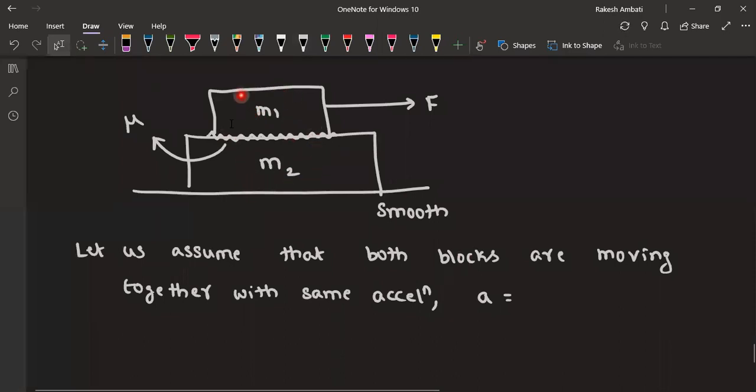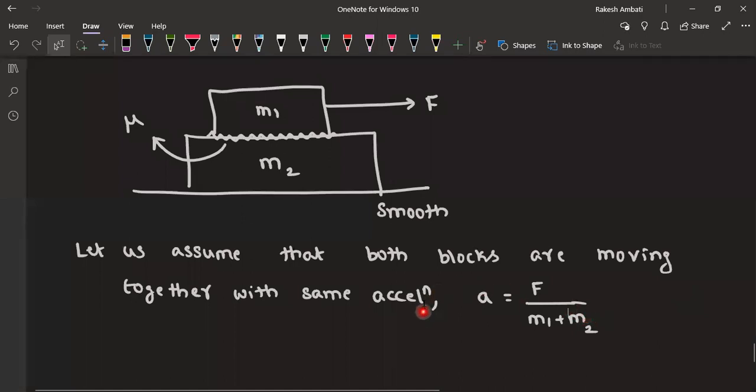So you take M1 and M2 as a single block. If it is a single block, do we have any frictional force? On this single block, what is the net force applied? F upon the sum of the masses M1 plus M2. So first, the assumption is both are moving together with the same acceleration. The acceleration is F upon M1 plus M2.